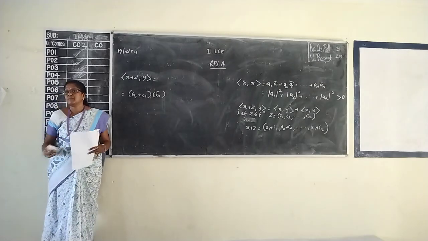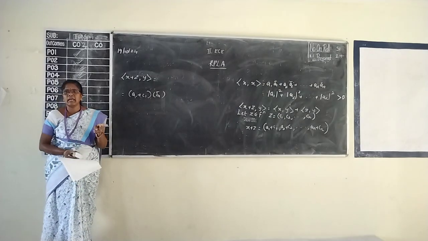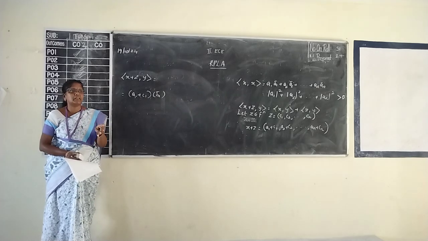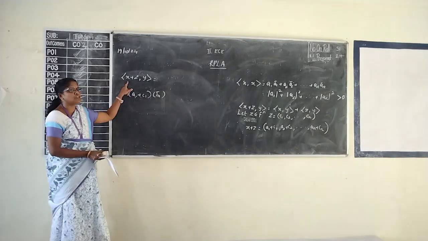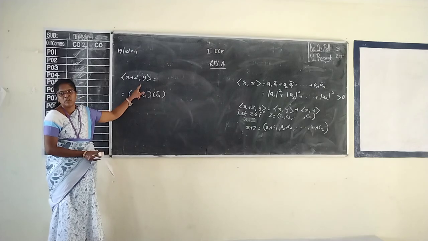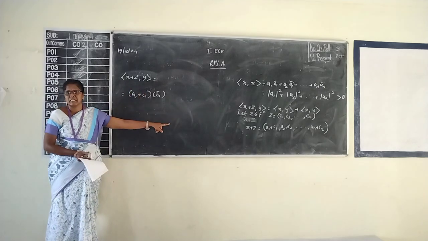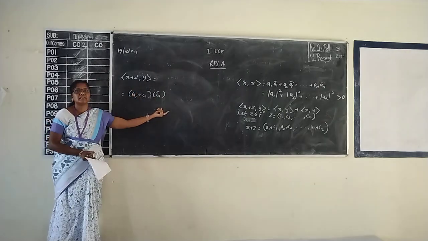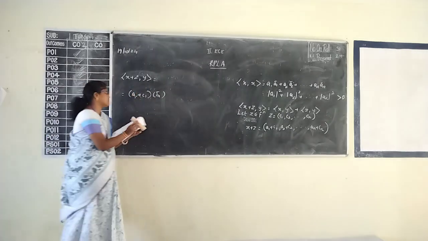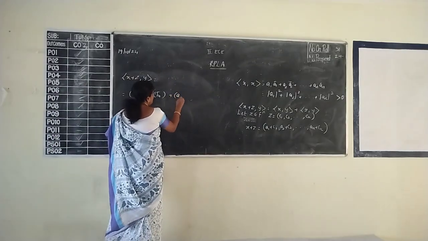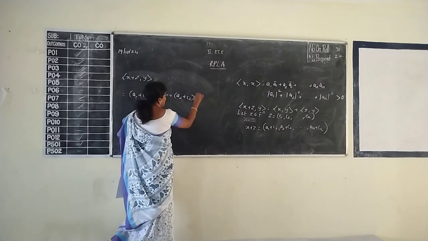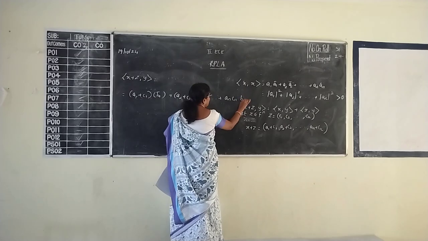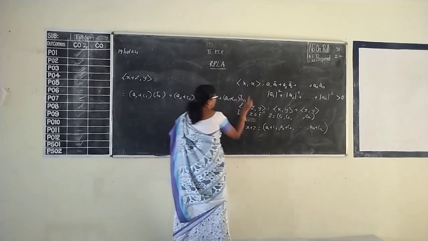Can you understand now? The definition is A1, B1 bar. A1 is the element in the first term, B1 is the element in the second term. Here the first term is x plus z, so we must consider the elements from x plus z. That term will remain the same, and the second term element should be written as a conjugate. Plus A2 plus C2 into B2 bar, plus etc. AN plus CN into BN bar.